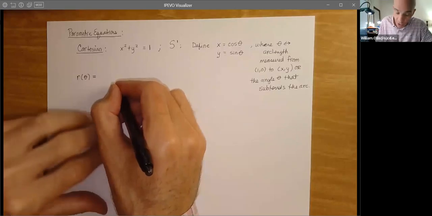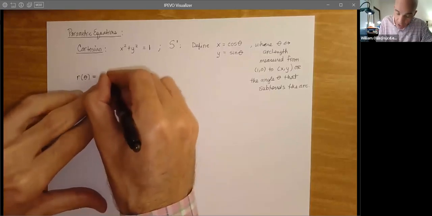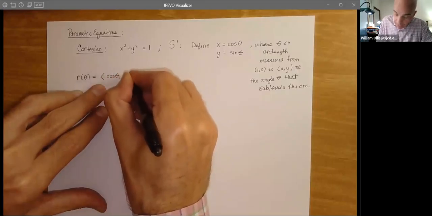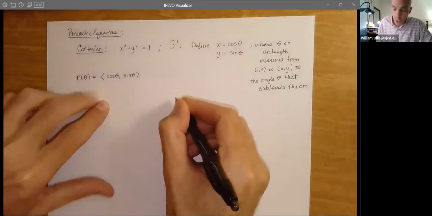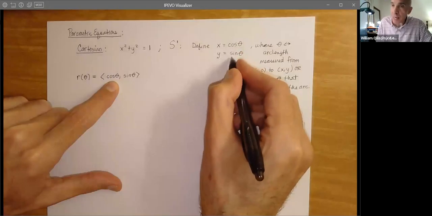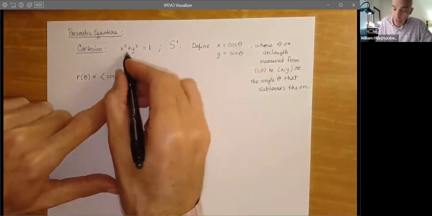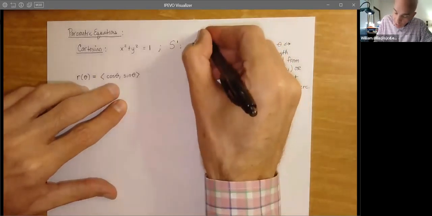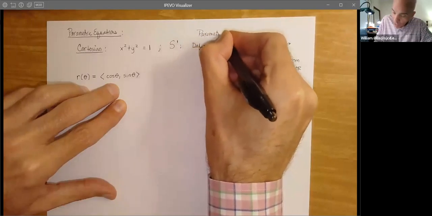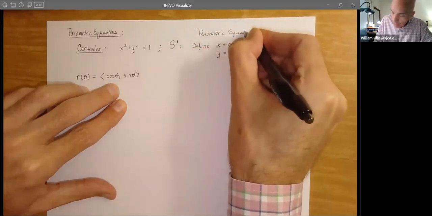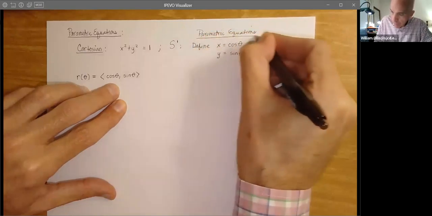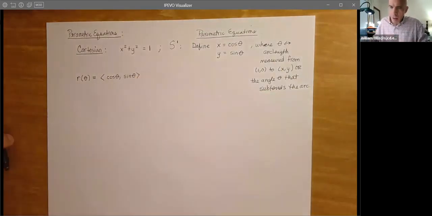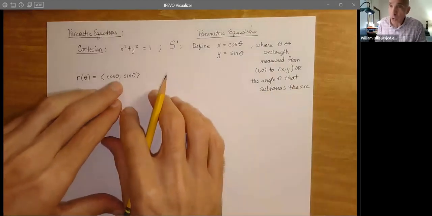I won't be teaching Cal 3 in the spring, which is unfortunate, but if you want to access the Larson text or buy an inexpensive copy online, that would be good for your education. We can say that this will now just be represented by cosine theta, sine theta. And so we can think of this as a parametric set of equations. Now we have the Cartesian curve and we have the parametrically defined curve.